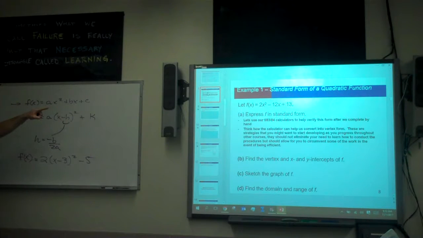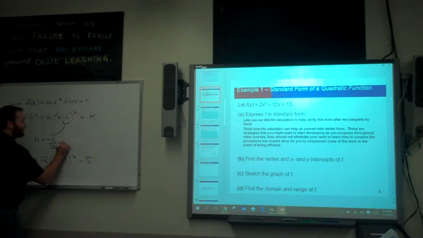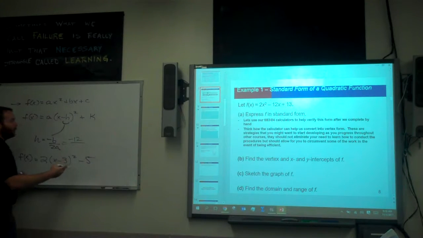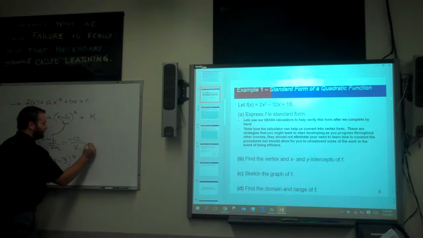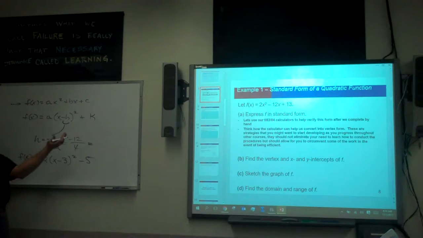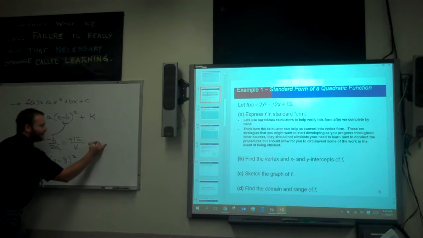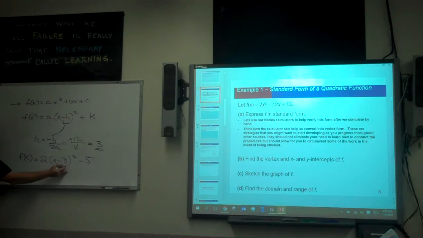So if I look at that function over there, negative 12x was the b term. So b is negative 12 over 2a. Well, 2a would be 4, right? Sorry, opposite b, so it would be positive 12. Positive 12 divided by 4 gives me 3. There's the 3 that goes right there. That kind of makes sense?